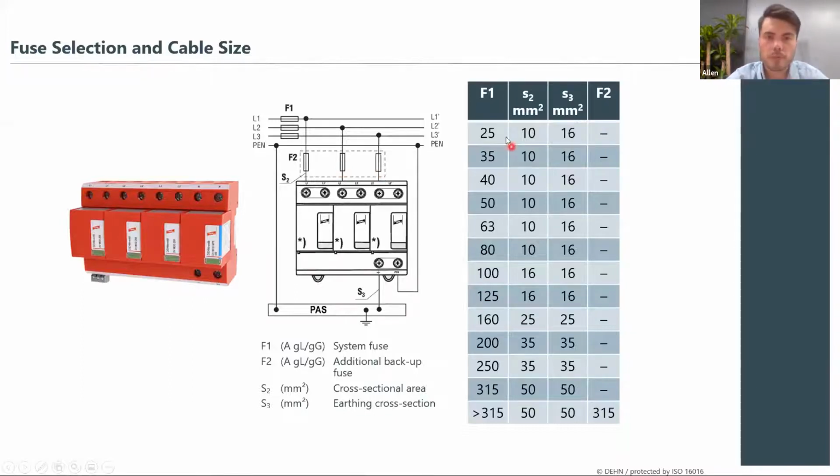So you can see, depending on the upstream circuit breaker size and the application, you only need to prefuse your surge protection device when that rating becomes higher than 315 amps. You need to prefuse your surge protection device with a 315 gG fuse. As well as depending on the rating of the upstream circuit breaker, you also need to install the correct cable size for the SPD as well.